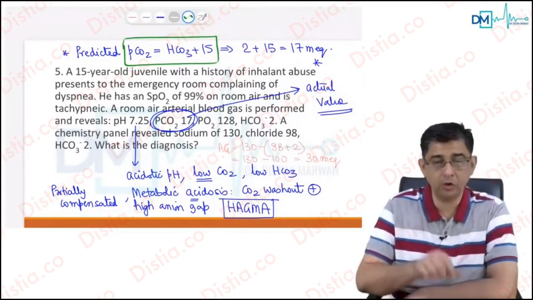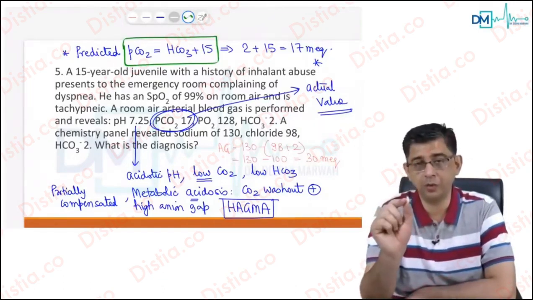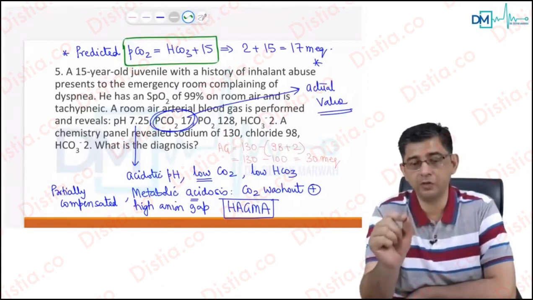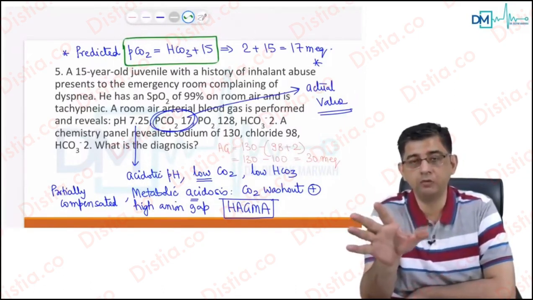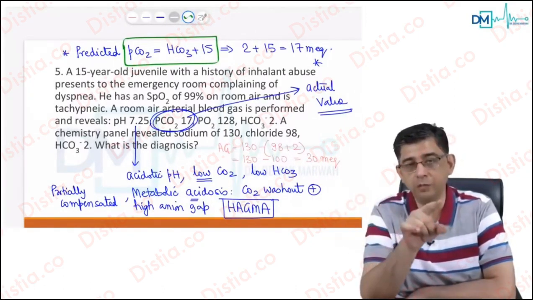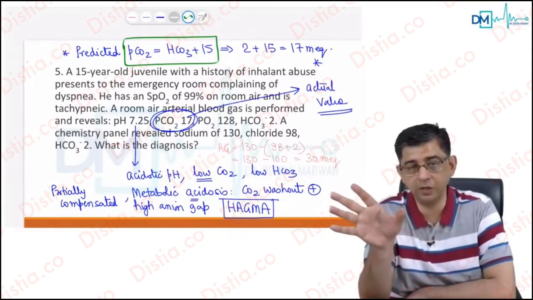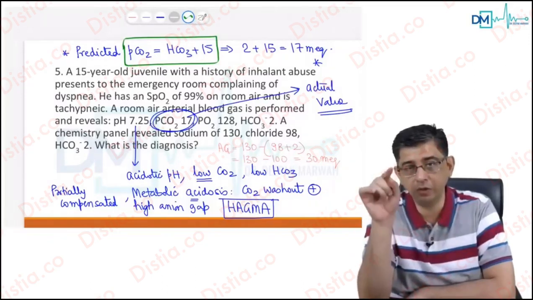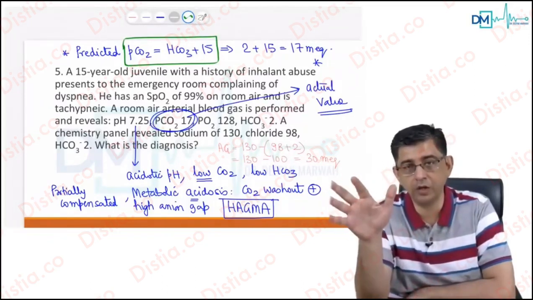So I'll just summarize the compensation rules which you are so worried about and have been sending me queries about. Compensation rules for respiratory acidosis are 1-4-10. What I mean by 1-4-10 is for a 10 millimeter carbon dioxide rise, bicarb should rise by 1. For a 10 millimeter rise of carbon dioxide, bicarb should rise by 4. 1 is for acute and 4 is for chronic.